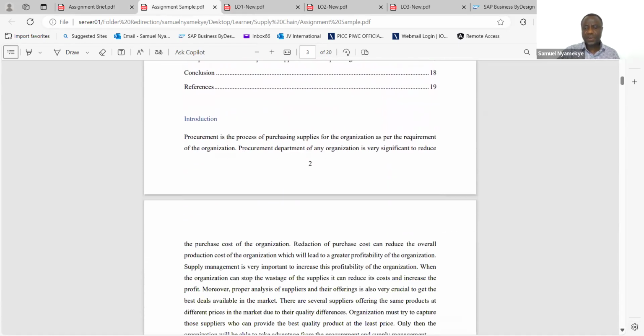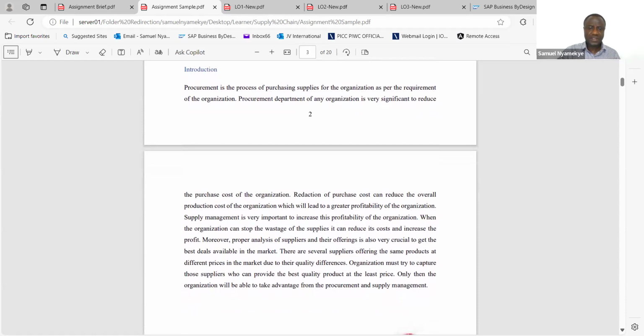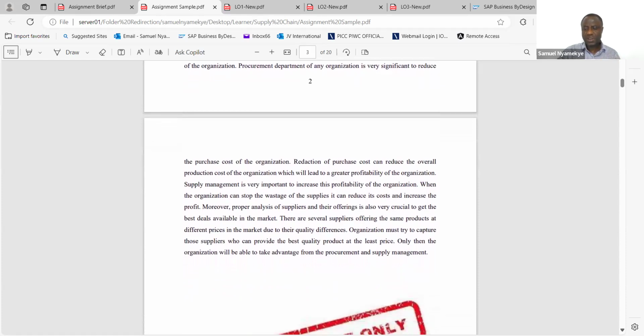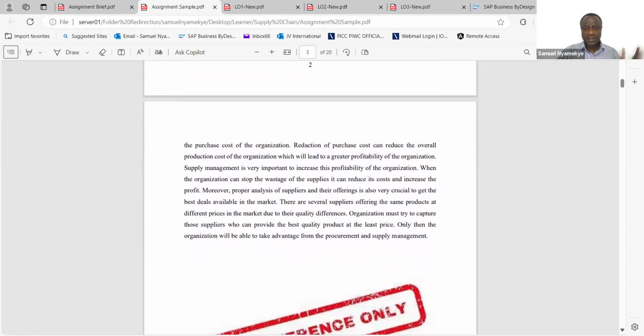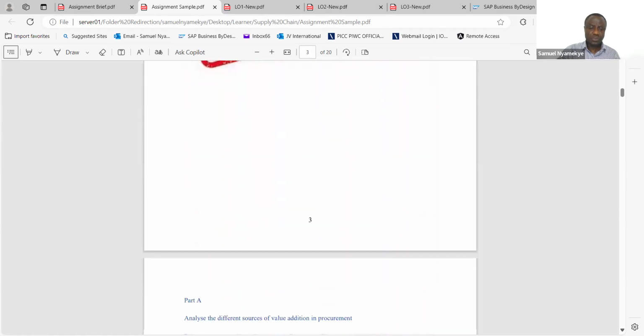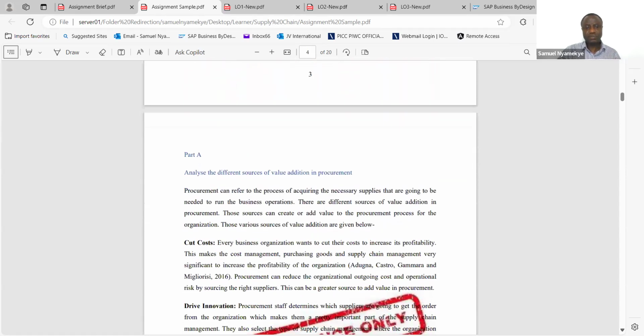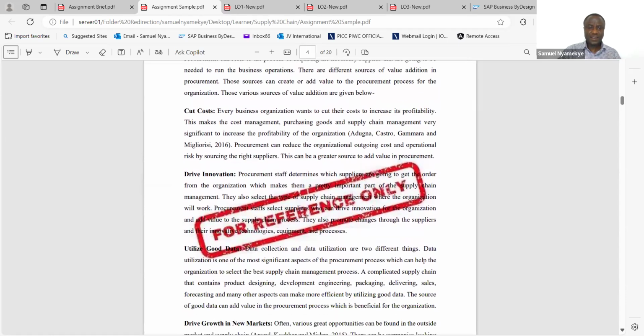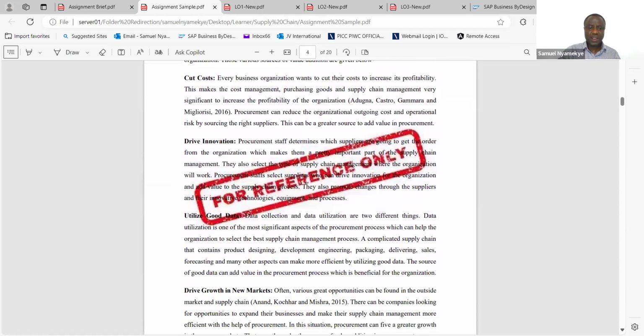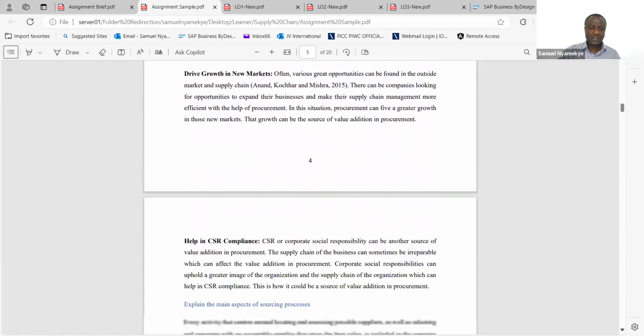Then, like I said, you have your introduction. Give a very good introduction, what procurement is all about, and our supply chain, the difference between procurement and purchasing will help. Then you set out what you want to do. Then part A, talk about the analysis. So what are the factors that come there? You mention them briefly.